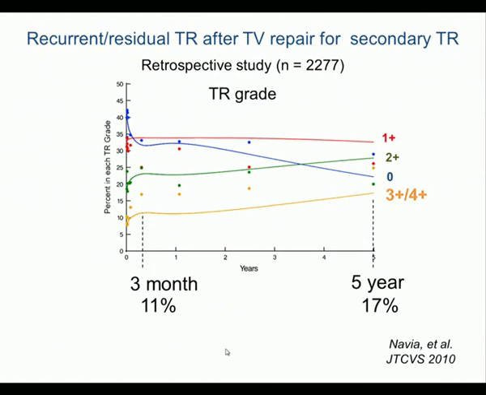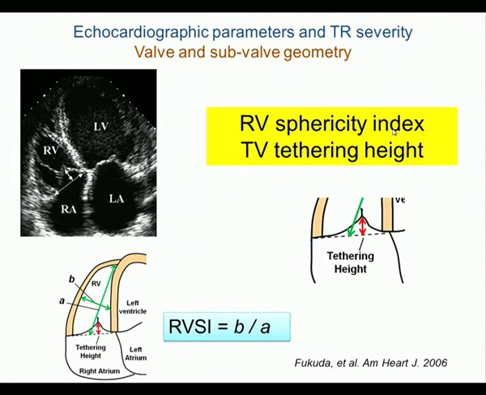And this is the evidence. I think this is also an adult study. Navia and his colleagues have shown that once you have more than 1 plus TR, the risk or the incidence of it increases over time. This is over a 5-year period, that once you have moderate or worse tricuspid regurgitation, the severity continues to progress. And this is in patients who already had something done for their tricuspid valve.